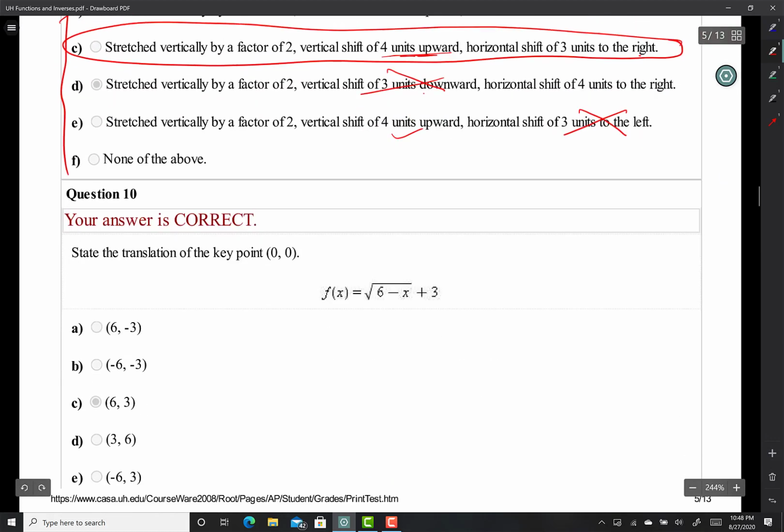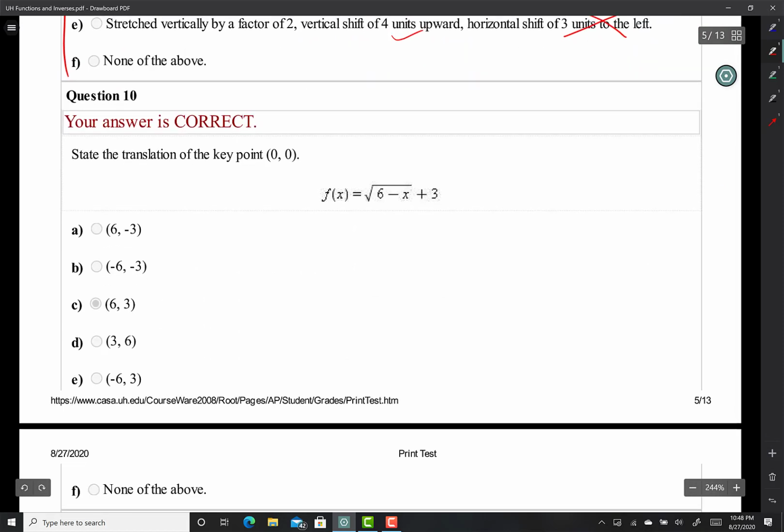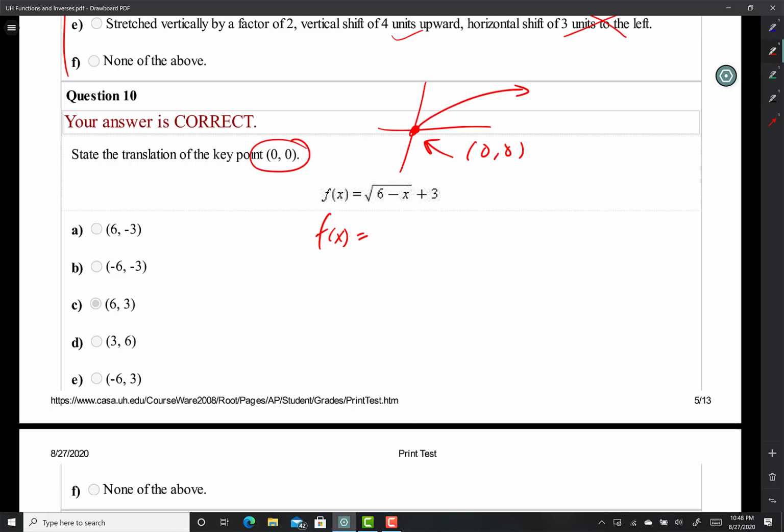There it is, guys. Letter C. State the translation of the key point 0, 0. All right. When they say 0, 0, they're talking about y equals square root of x, guys. So I have this endpoint, and I want to know where it goes now. If I have this function here, you can figure out where it goes without having to use a calculator. If you use a calculator, I guess that's fine, but you don't need it, guys.